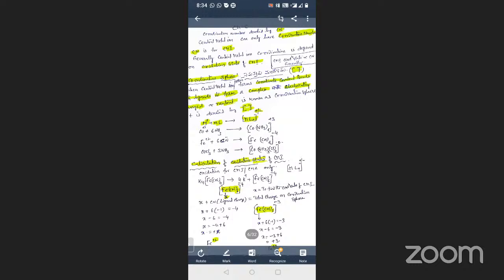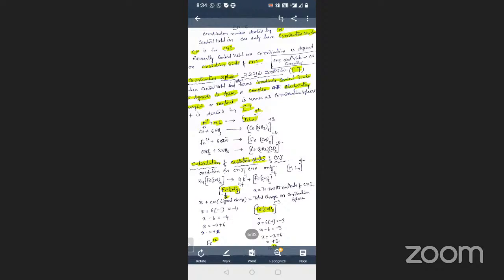So we have to take only this complex, FeCN6 to the power of -4. For whichever element we want to find the oxidation number, we have to assume it to be x. We are going to calculate the oxidation state for the central metal ion, that is x, plus the coordination number, which is 6.